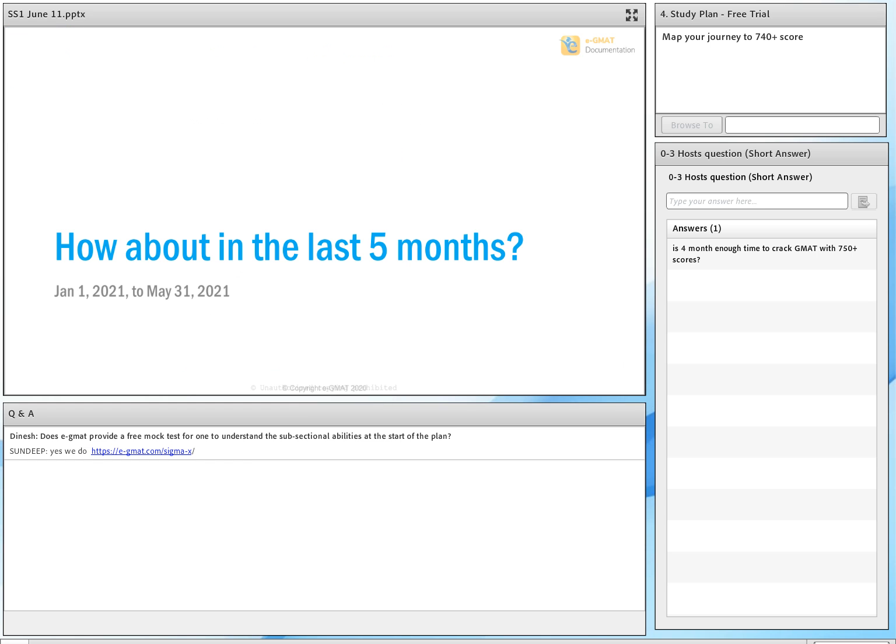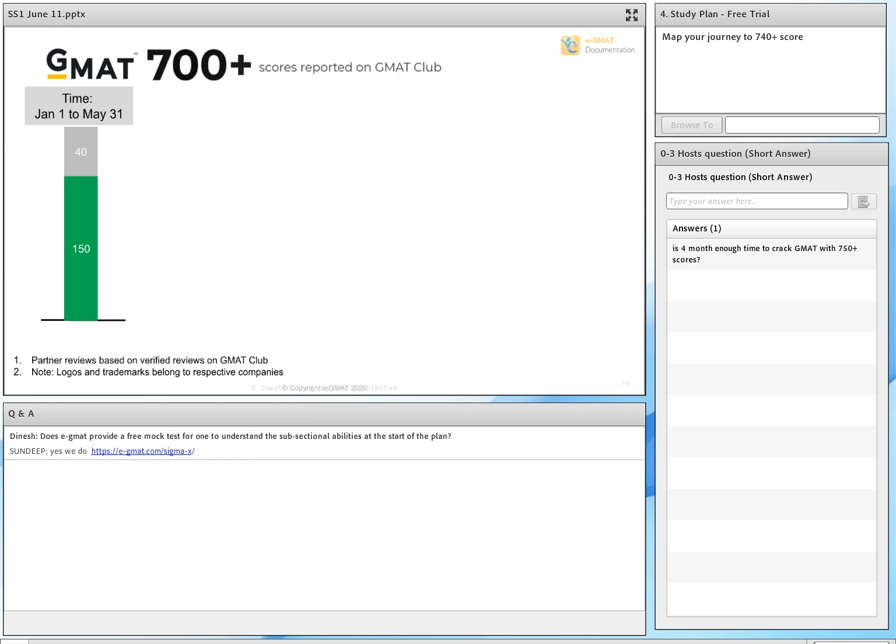What about in 2021? In the last 5 months, between Jan 1 to May 31st, which is where I have this data, about 190 700 plus scores have been reported during this time. Out of those 190, about 40 are by self-prep. So for those of you saying, hey, can you not prepare for the GMAT on your own? Yes, you can, but you can see the percentage of people who become successful over there. There are those who become successful. A majority of them, if you read their debriefs, are people who have that super high innate ability.